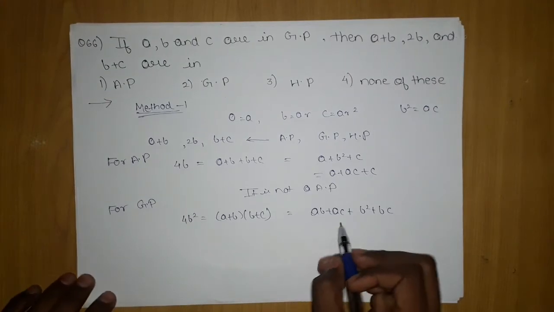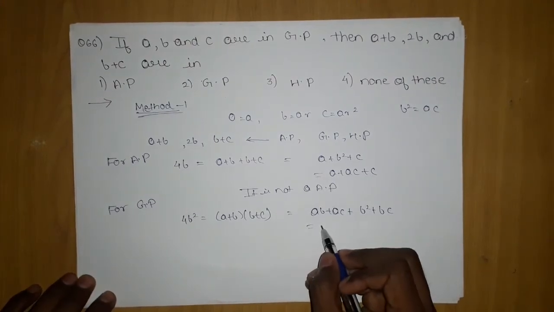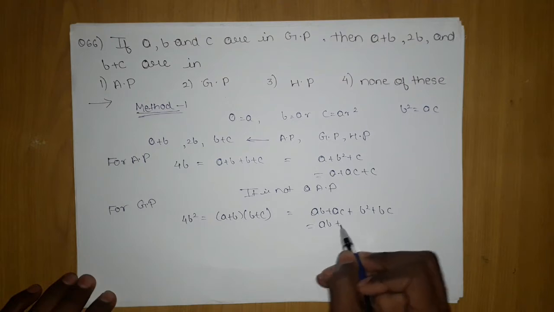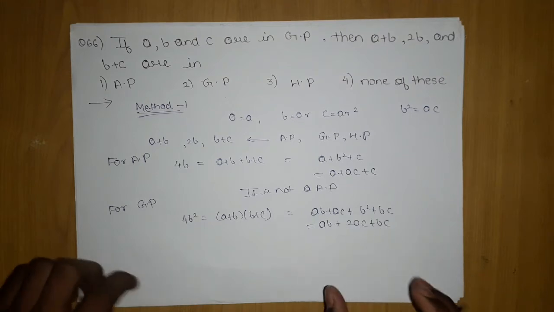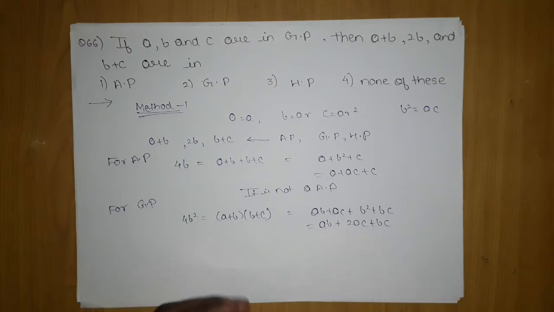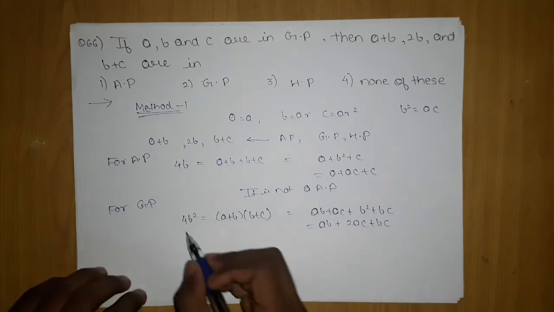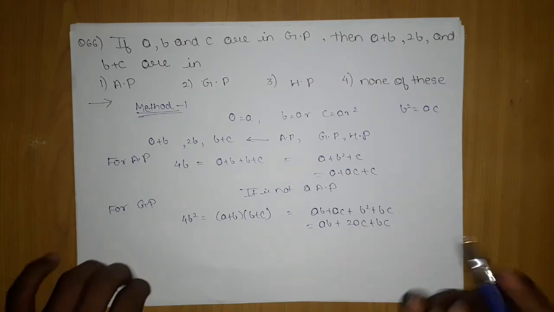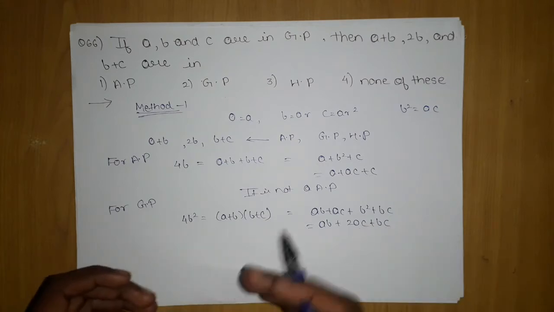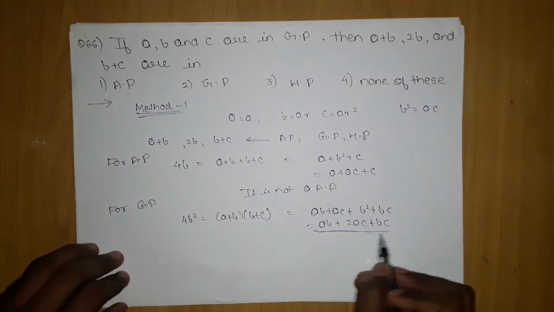Okay, B square I can write as AC, which will make me AB plus 2AC plus BC. Should I move forward and split this up? Can I get 4B square? The probability is very low, so always move forward and check, and then come back and check, if such big terms appear.